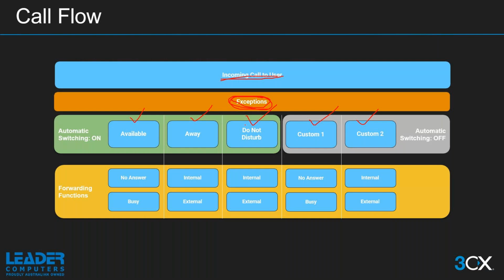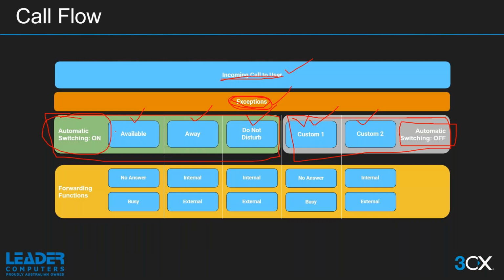Available, away, and DND have automatic switching, so they can switch according to the office hours. But custom 1 and custom 2 cannot switch automatically. If you're using those, you need to change them manually. For example, if you are on custom 1, it will not automatically switch to any of the others; you need to manually change it to custom 2 or another status. So only available, away, and DND have automatic switching.